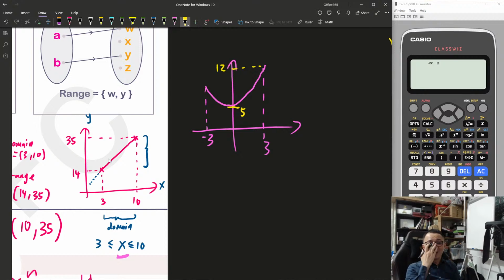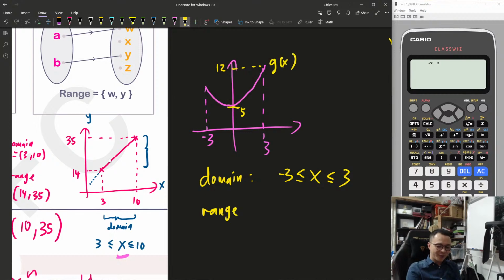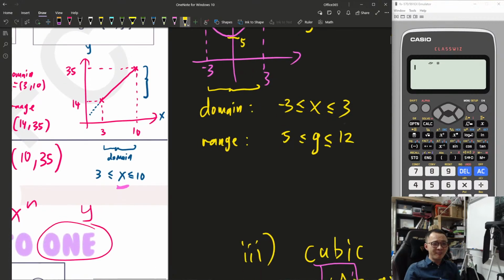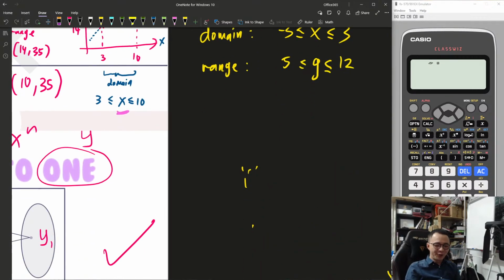Okay. So right now, if you want me to write the domain for this graph, I know my x must be between -3 to 3. And for my range, let's say this is g(x), my g will be between 5 to 12. Do you see? This is my range and this is my domain. Okay, I want to make it even more interesting, because you might have a different pattern of graph and then be asked about range and domain.